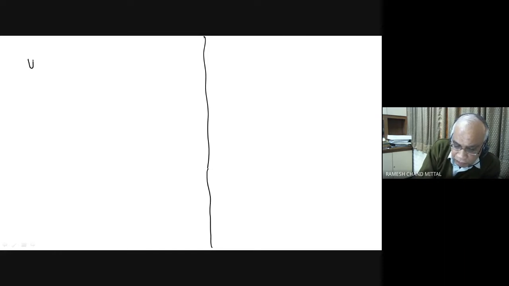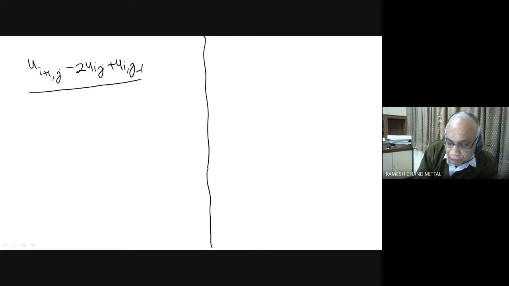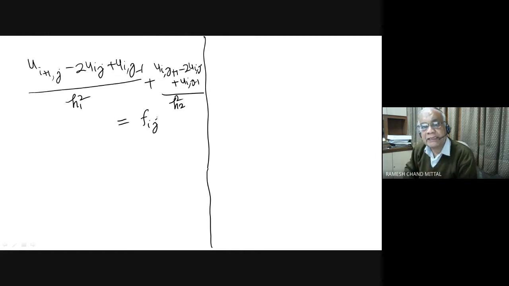Now if I write my finite difference approximation of my equation, then my equation will become, as all of you know, (u_{i+1,j} - 2u_ij + u_{i-1,j}) upon h1 square plus (u_{i,j+1} - 2u_ij + u_{i,j-1}) upon h2 square equal to f(x,y), which I denote as f_ij. I hope everybody understands that well. Anybody any issue, please? Hello everybody, any issue about the approximation?